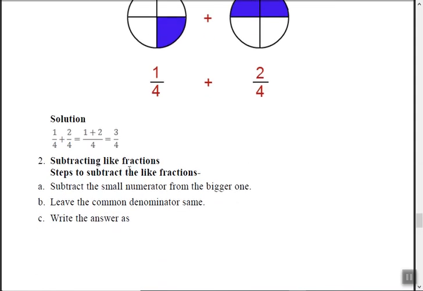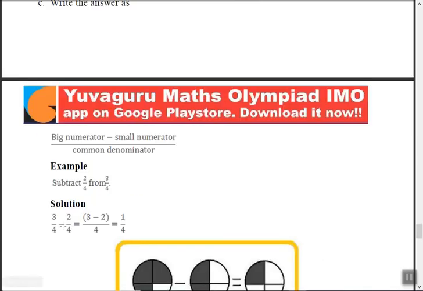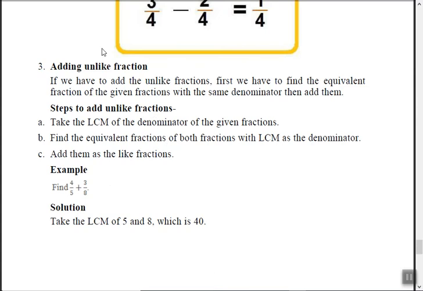Now subtracting the fractions, similar ones. Suppose the denominators are same, same logic. 3 upon 4 minus 2 upon 4. Combine the denominator. 3 minus 2 is 1. So 1 upon 4 is the answer. Okay. Difficult is what? Adding and subtracting the unlike fractions.